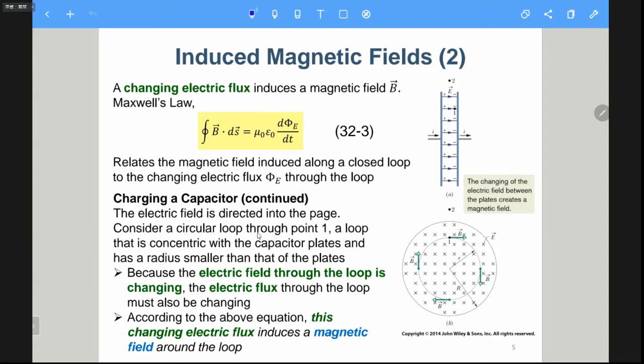Consider a circular loop through point 1. Point 1 is here, a loop that is concentric with the capacitor plate and has a radius smaller than the plate, which means this red circle, and has a radius smaller than the plate. Because the electric field through the loop is changing, the electric flux through this area is also changing. So according to the above equation, this changing electric flux induces a magnetic field around the loop. So there will be an induced magnetic field.